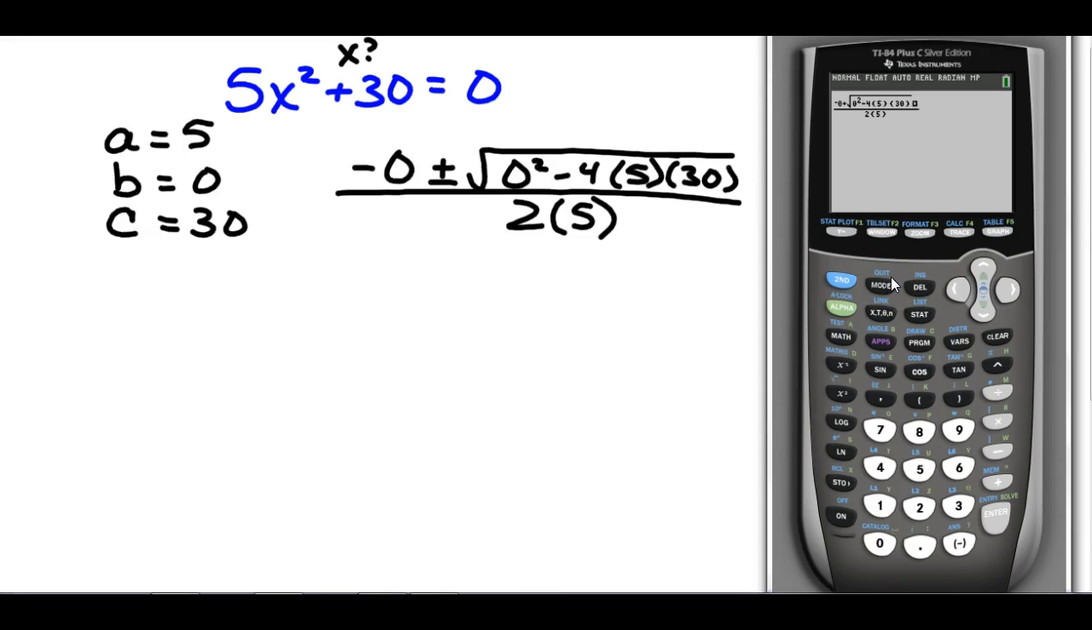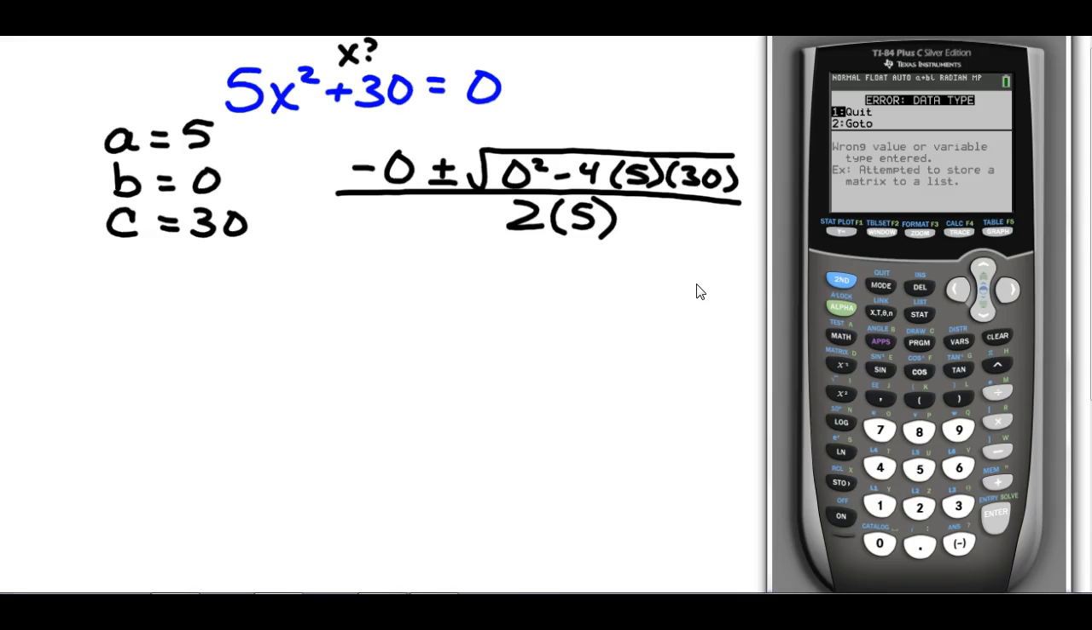So if that happens, and don't ask me why the calculator doesn't just default to imaginary mode, because I didn't program it. Go into mode, go down to where you see the word real, go to the right of it and choose a plus bi. Press enter so that you will be in imaginary mode. Go back to the problem. Press enter again. And you still get a data type error.